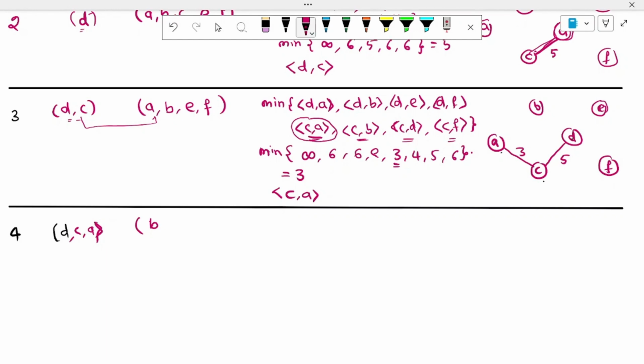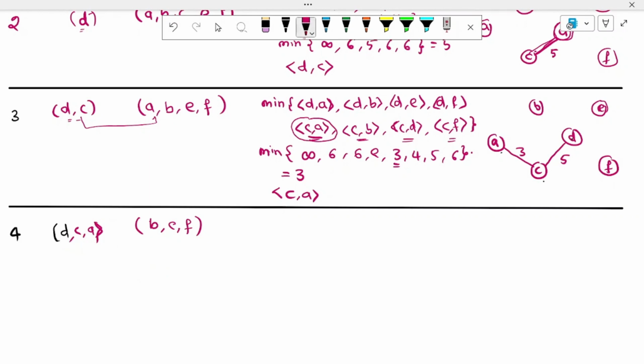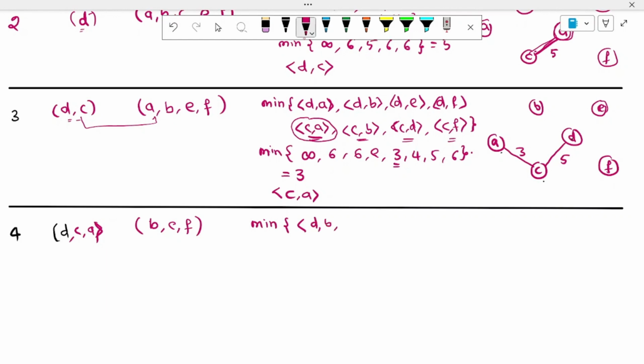Then unvisited will be B, E and F. A I have visited, C I have visited, D I have visited. Now you can see the number of edges that you need to list. 3 into 3, you are going to list 9 edges. Minimum of, you can write DB, then DC, and then DF. Then next C, it is not C, it is E. This is E, right?